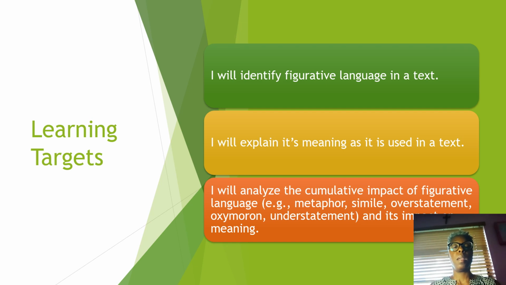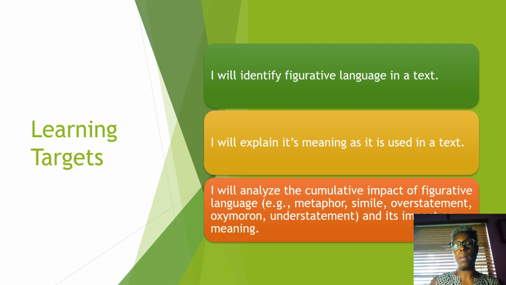Learning targets. By the end of this lesson, you will be able to identify figurative language in a text. You will explain its meaning as it is used in a text. You will analyze the cumulative impact of figurative language, such as metaphor, simile, overstatement, oxymoron, understatement, personification, and its impact on meaning. So, why is it important to be able to identify figurative language, explain its meaning, and analyze the text carefully to understand how figurative language impacts the meaning of text?